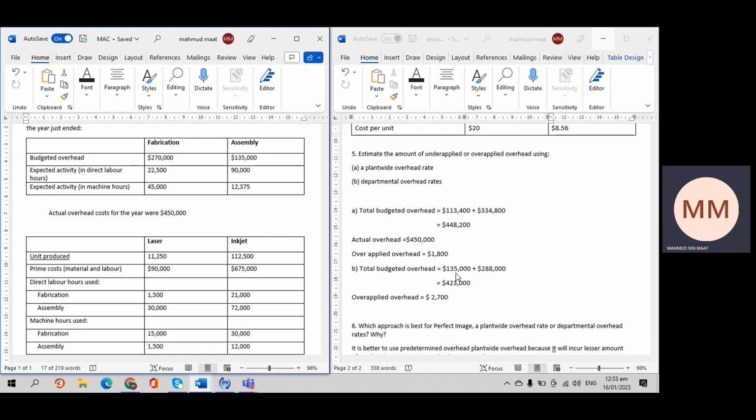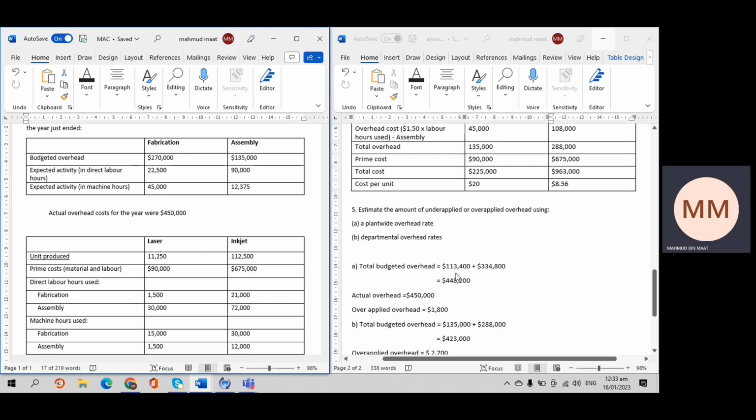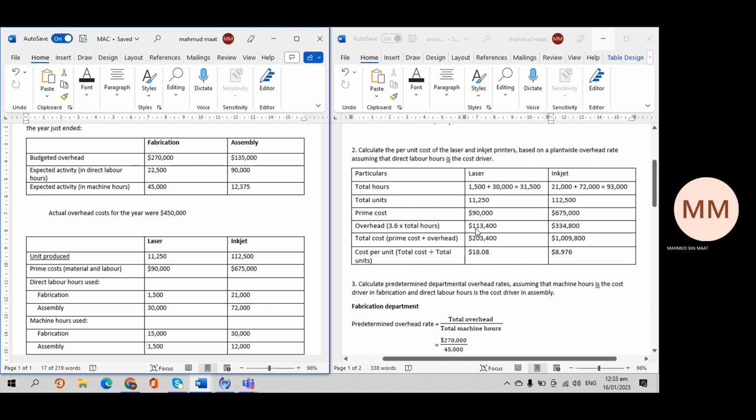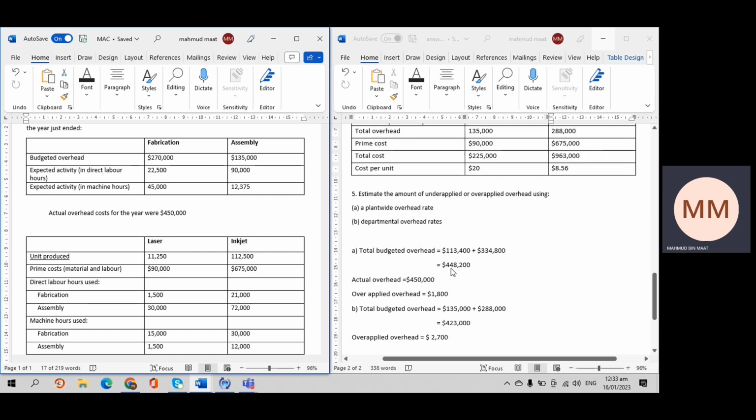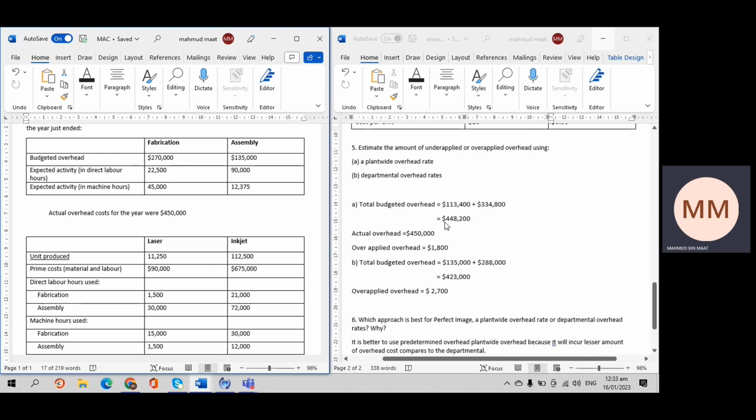Question number 5. Estimate the amount of underapplied or overapplied overhead using a plant-wide overhead rate. So for A, total budgeted overhead, 113,400 plus the 334,800 we get from question number 2. So these two amounts we need to add to get the total budgeted overhead, which is 448,200. So this amount we need to compare with the actual overhead. Actual overhead was given in the question, 450,000. So after we compare, we get the overapplied overhead, which is 1,800.